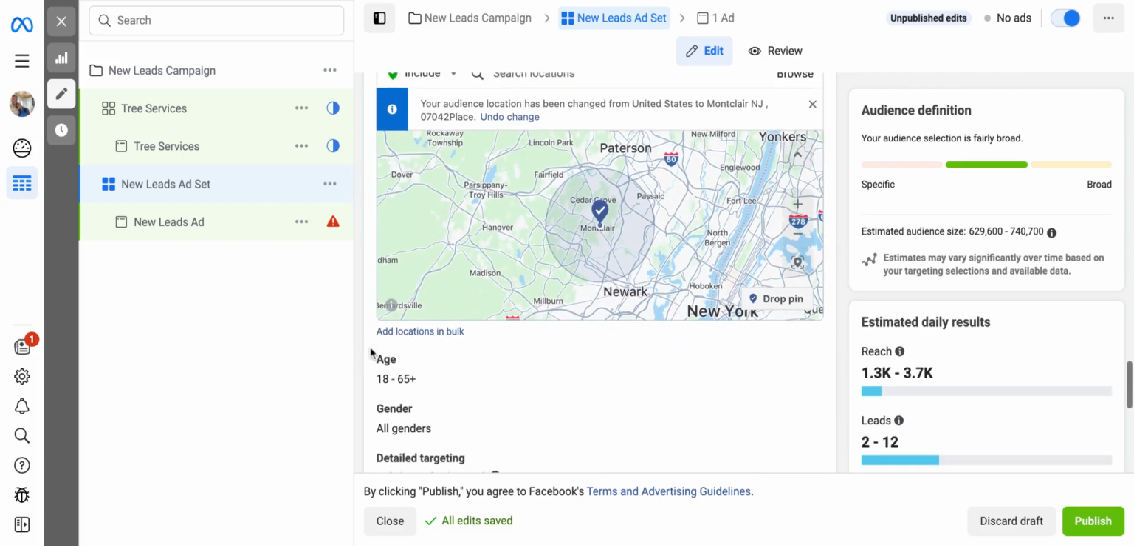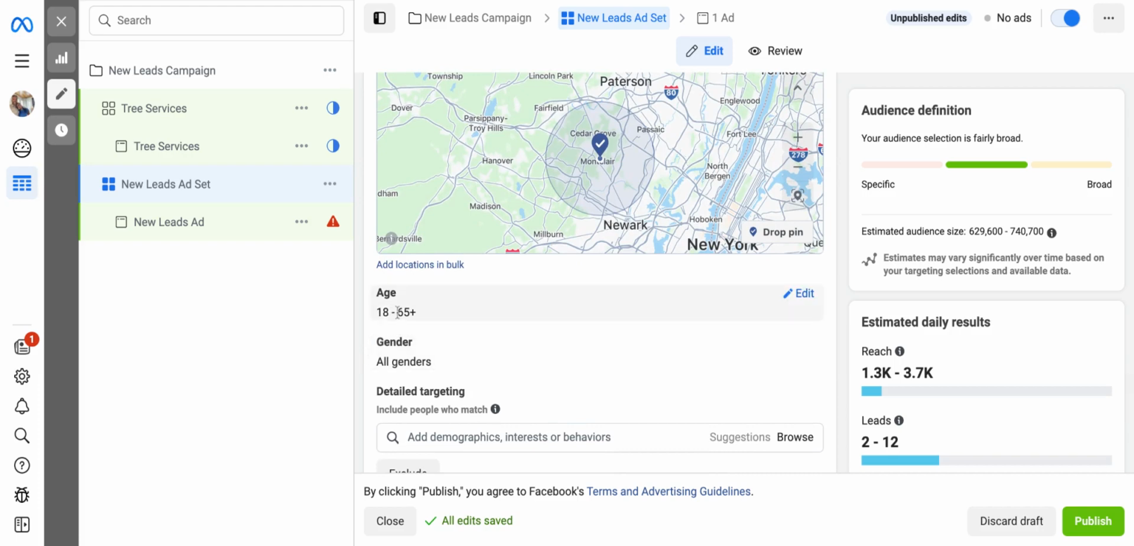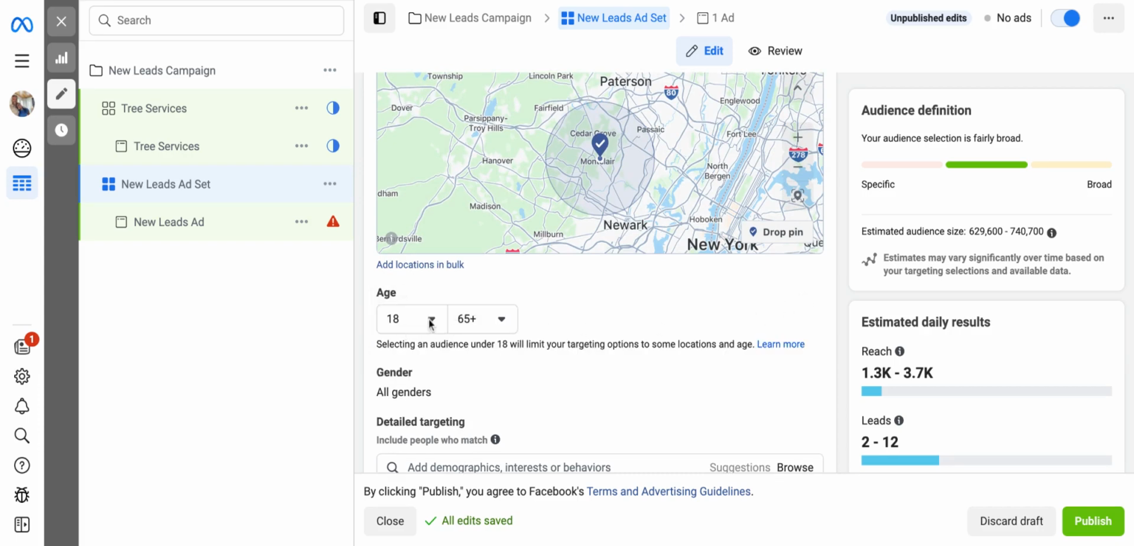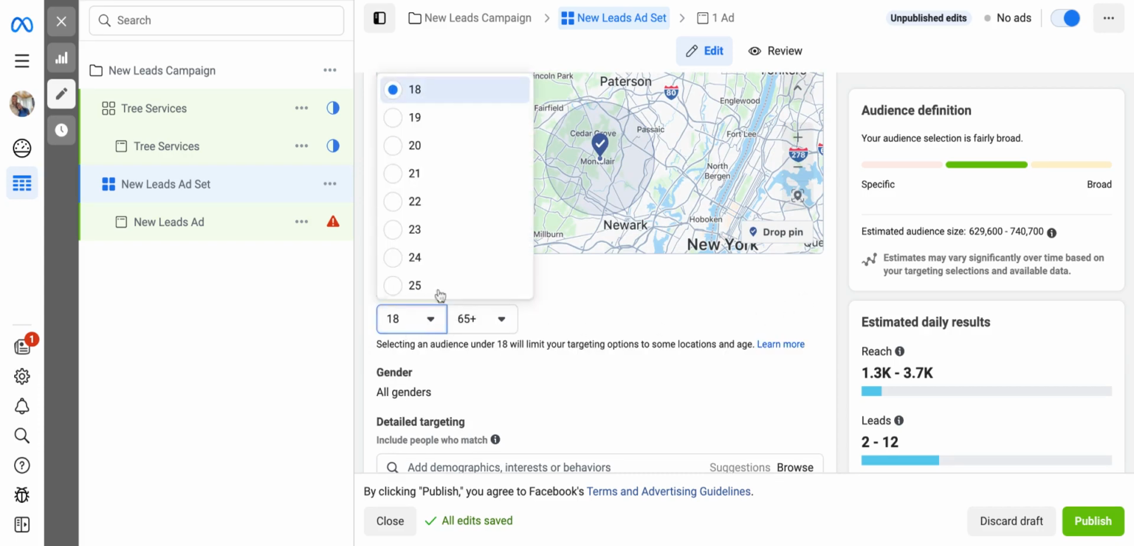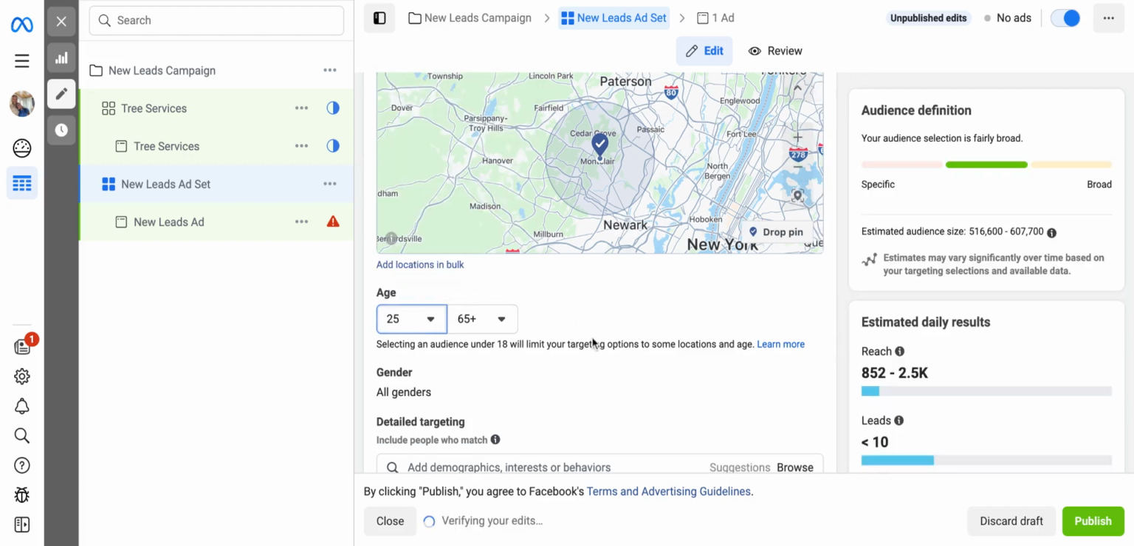The other thing we can do, if we wanted to, is play with the age. If we're thinking about tree services, we're thinking about homeowners. So we probably don't want 18-year-olds because they're not typically homeowners. So maybe we start with 22-year-olds or maybe even 25-year-olds. Okay, and we do that, and right away we're actually within the range for ideal Facebook advertising.